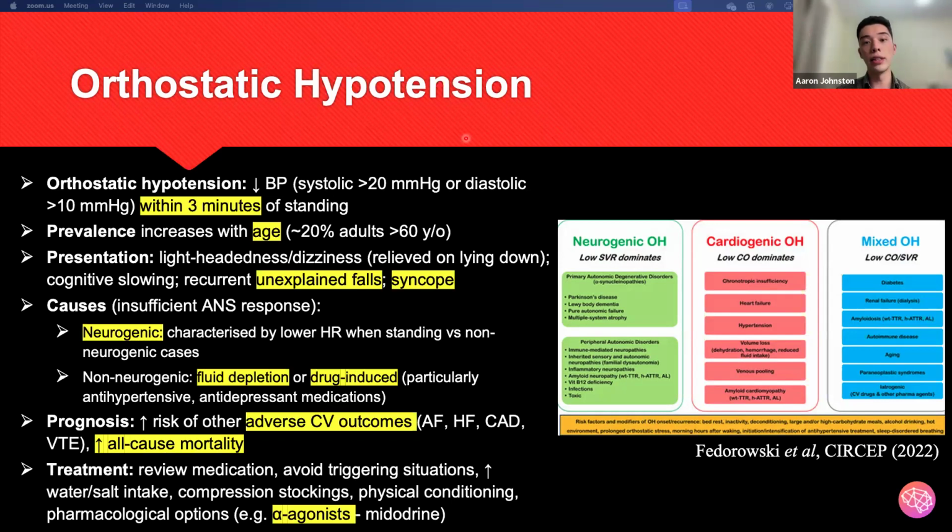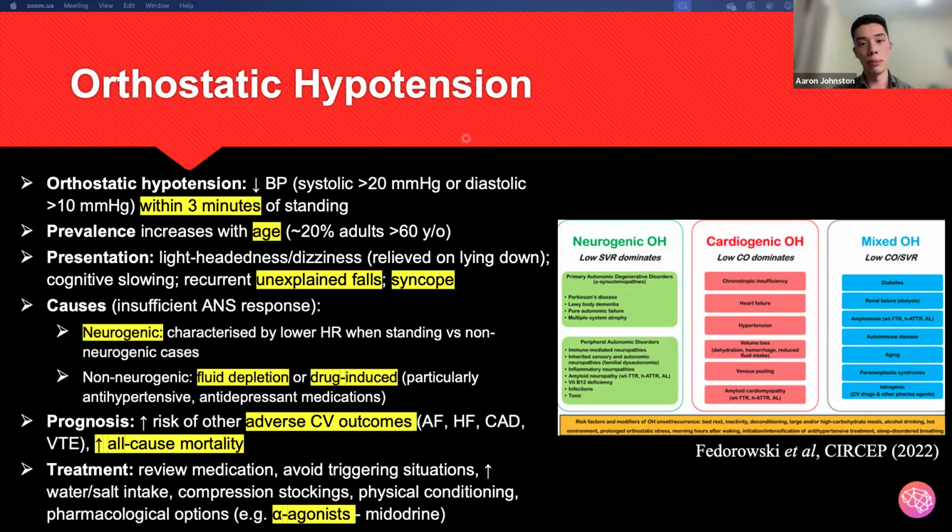And as I said, its cause is primarily an insufficient autonomic nervous system response. This can be neurogenic or non-neurogenic in origin. If it's neurogenic, it's characterized by a lower heart rate when you stand up, because if you've not got the right sympathetic input, your heart rate response is going to be inadequate.